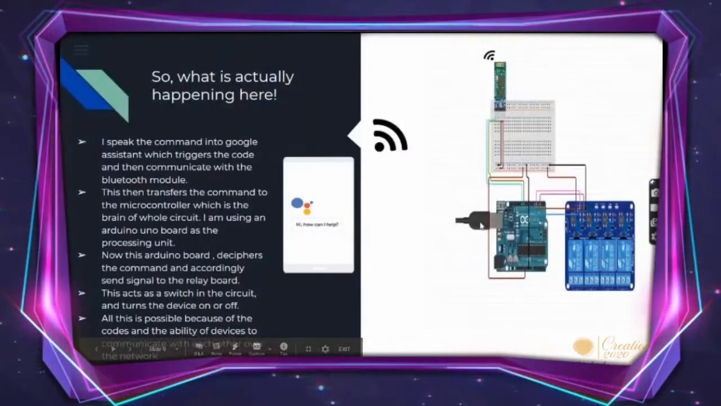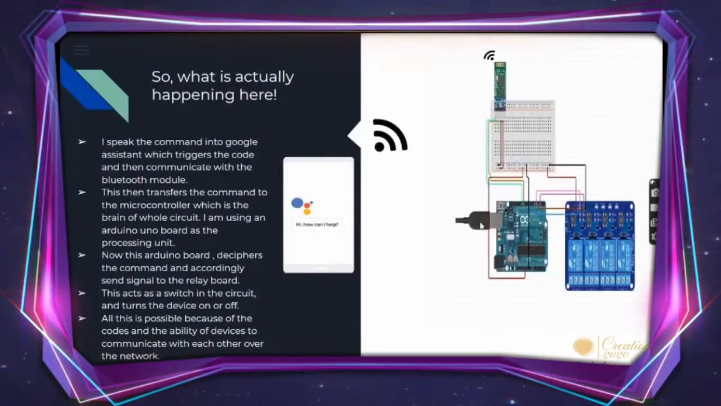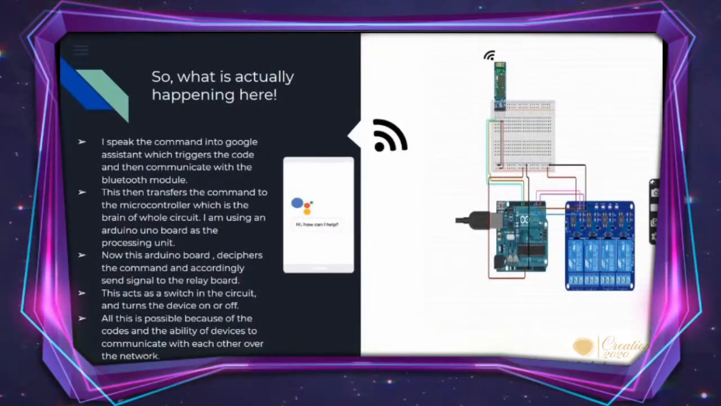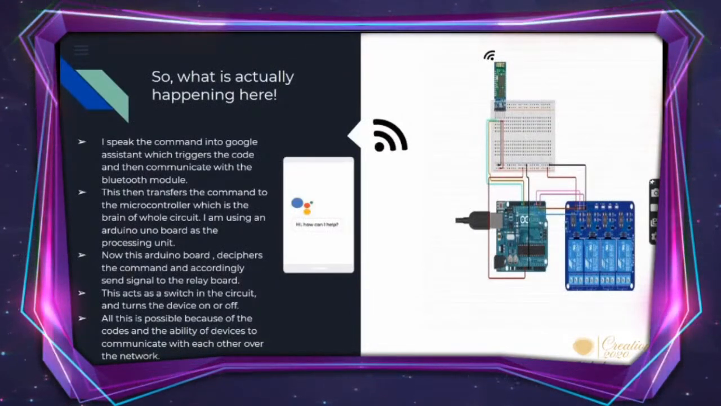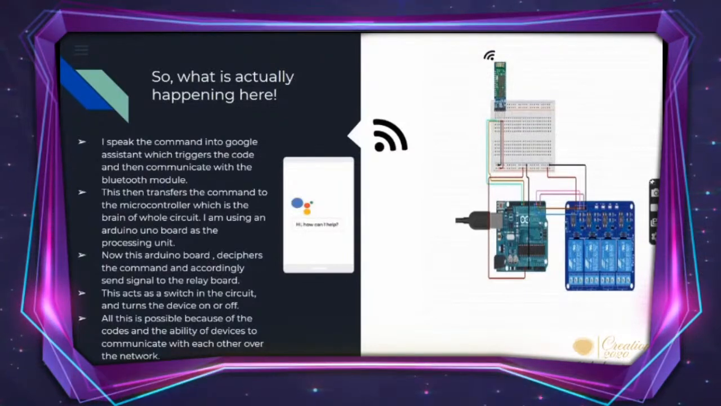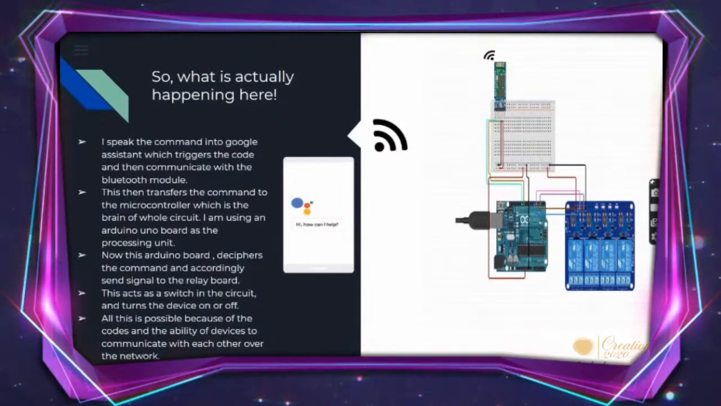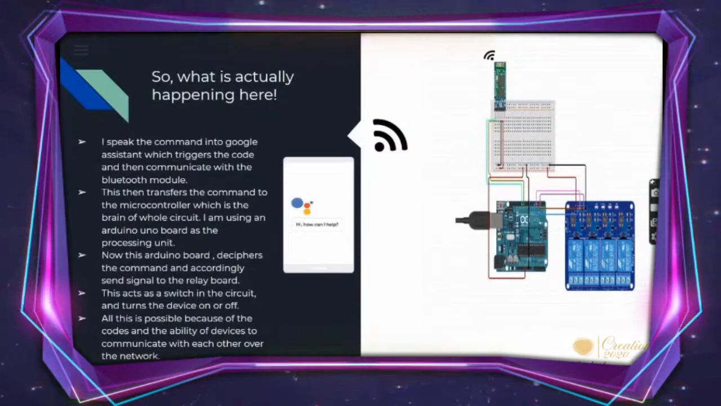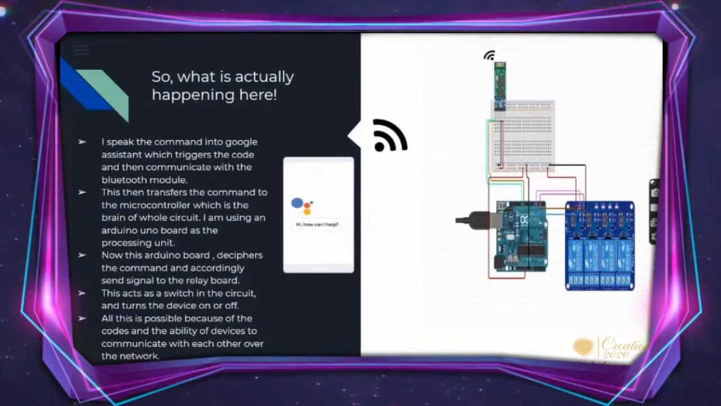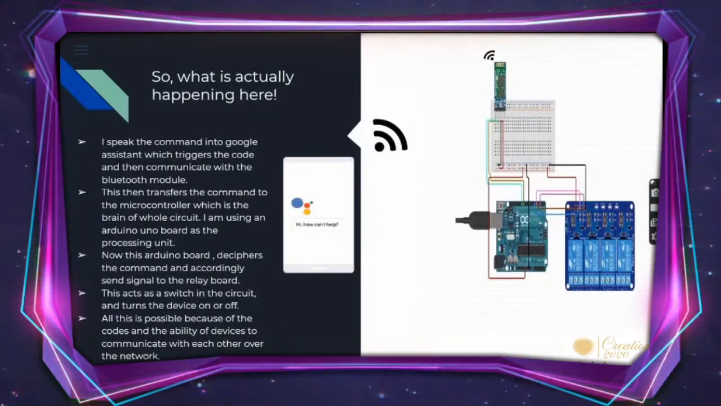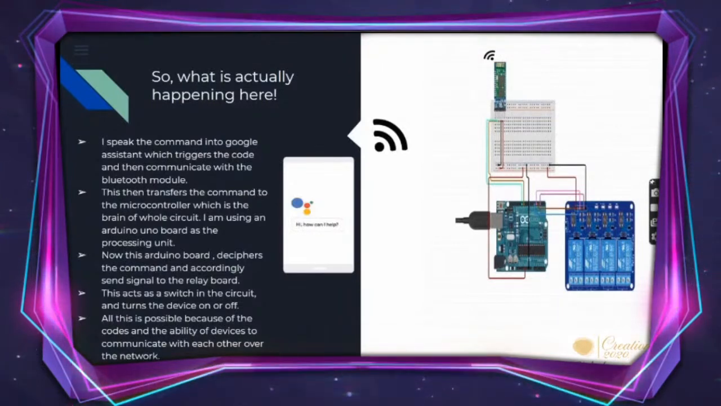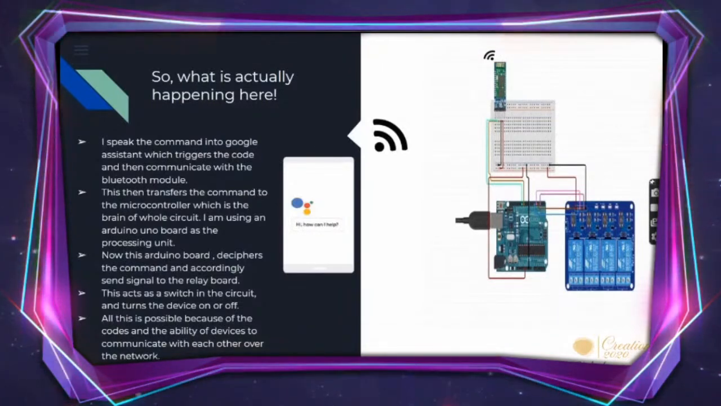So what actually happened here? I sent the command through my phone over Bluetooth, and the Bluetooth receiver received the command and sent it to the Arduino board, which is the main control unit in this project. It deciphered the command and ordered the relay to switch the lights on. This was possible because of communication of the devices over the network.